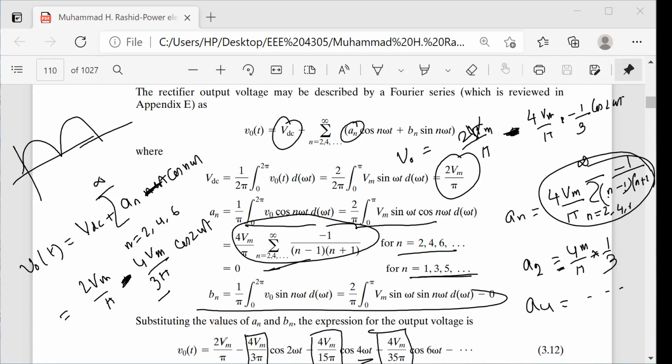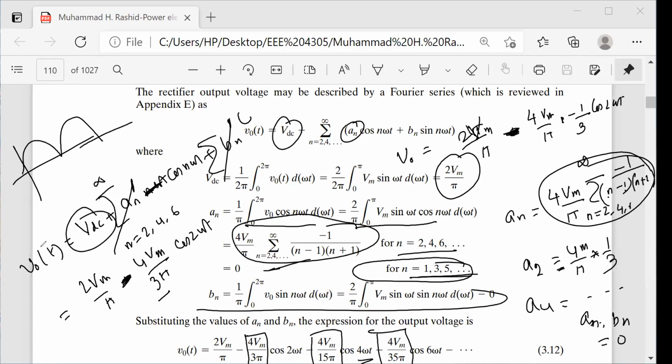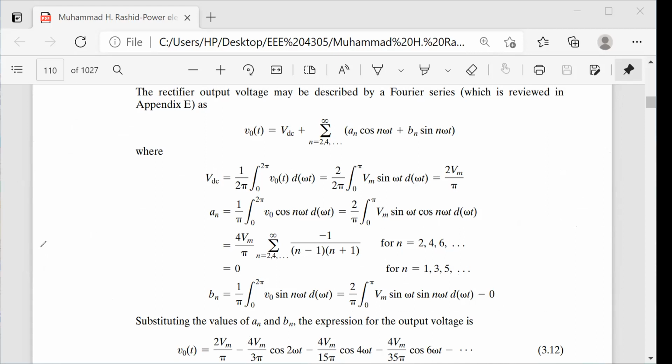No, you see, for the odd harmonics, an and bn both are 0. Odd harmonics means 3, 5, 7, 9. You got my point? Yes, sir. This is 0, and bn, this is also 0. So you have only the DC value. So you don't have any third harmonic, fifth harmonic, seventh harmonic. You have only the even harmonics. You understand what I say? Yes, sir.